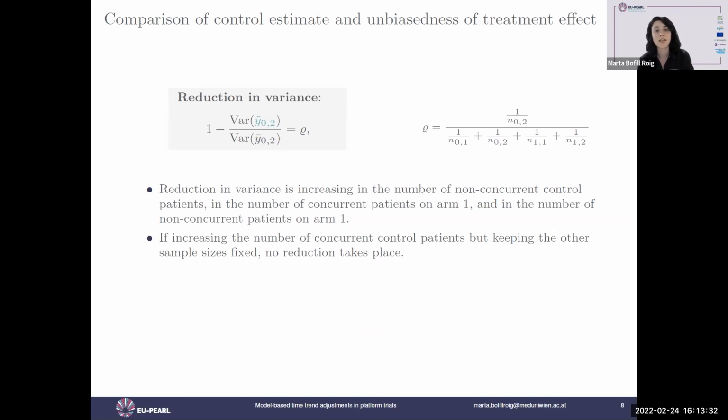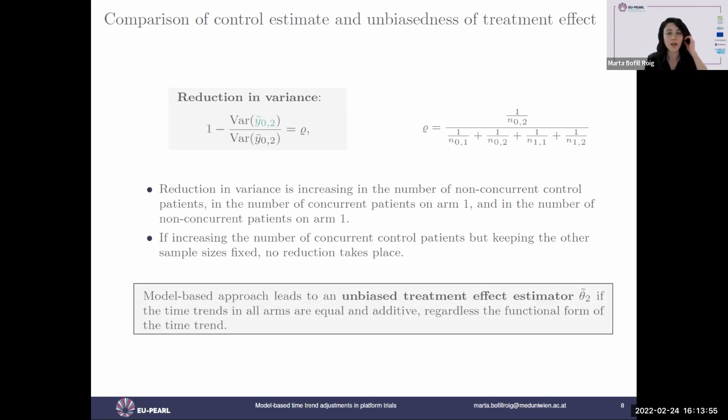The reduction in variance when using this estimate for the control over the estimate used in the separate approach is equal to the weight rho. So the reduction will increase with the non-concurrent control size, and on the other hand, if the concurrent control data increase, no reduction will take place. Next slide.